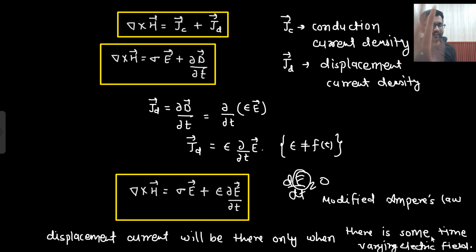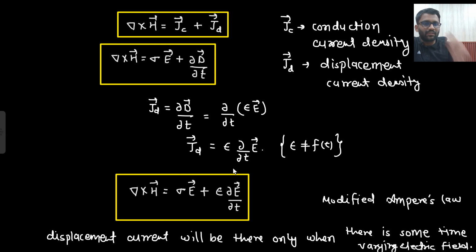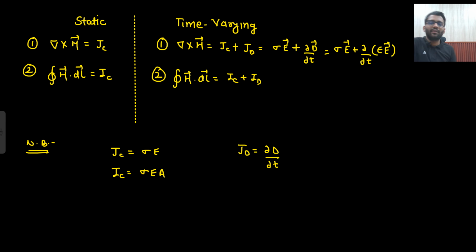Okay, so we will write down all this summary, but let's discuss displacement current more. When will it come into action? When there is a changing electric field. If the electric field is constant with respect to time, then this component will be 0, and JD will be 0. If displacement current density is 0, then there is no displacement current, right? So this is a summary.